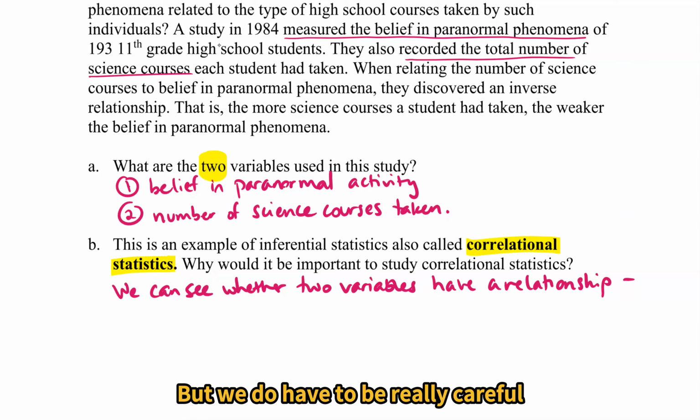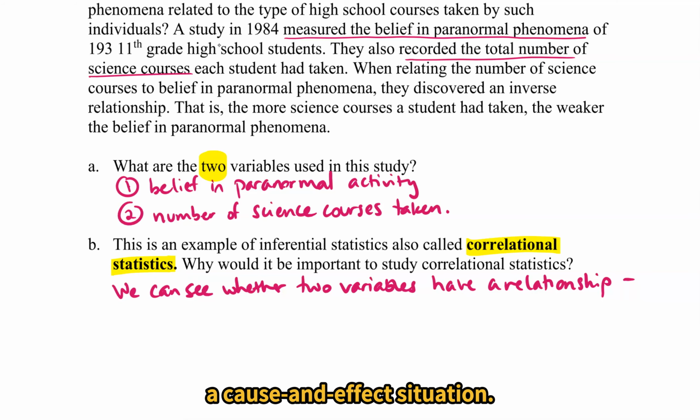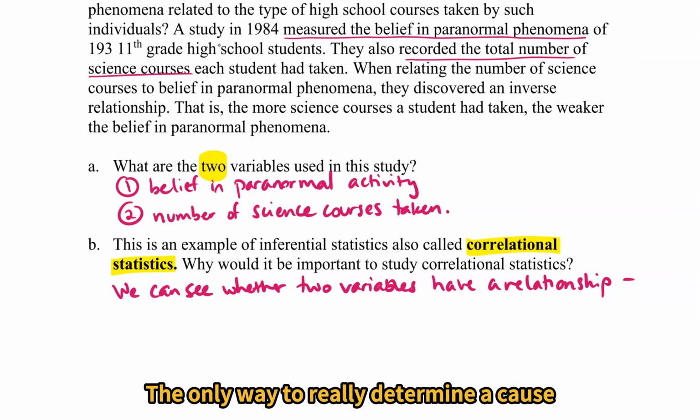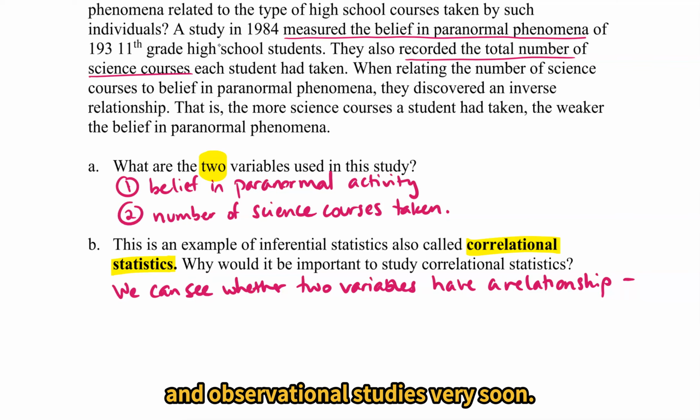But we do have to be really careful with correlational statistics because just because there exists a relationship between two variables, that does not mean that one variable is causing the other to happen. So a correlation does not automatically give us a cause and effect situation. We just have a relationship between them. The only way to really determine a cause and an effect is if we run an experiment. And we'll be talking about experiments and observational studies very soon.